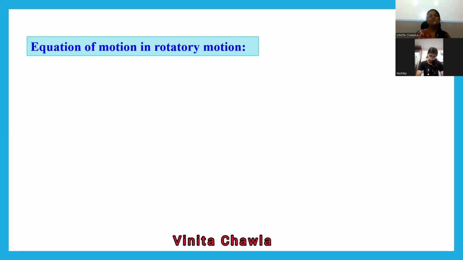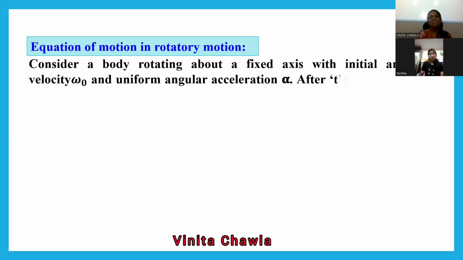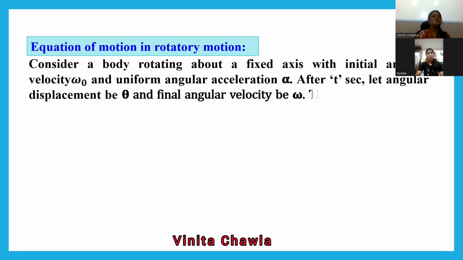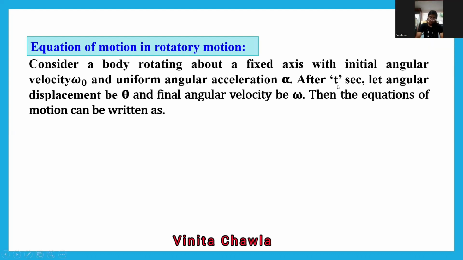So equation of motion in rotatory motion, consider a body rotating about a fixed point with some initial and final velocity. See, initial velocity we are taking as omega, and uniform angular acceleration, because the equations of motion you did earlier were also for uniform acceleration, right? We assume that acceleration is constant. So when you wrote the equations of motion, v is equal to u plus at, s is equal to ut plus half at square, v square minus u square is equal to 2as, there also we assume that the object is moving with constant, uniform acceleration. Here it will be uniform angular acceleration.